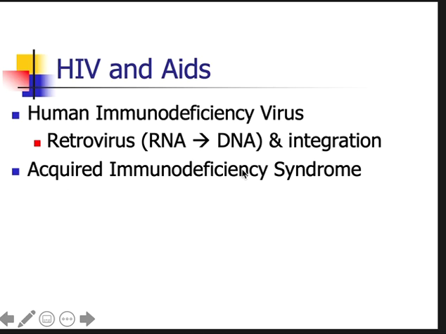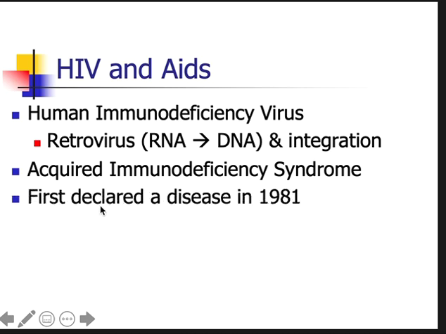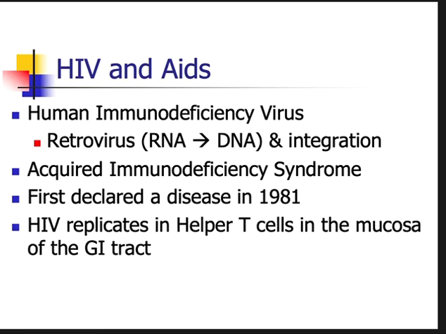Acquired immunodeficiency syndrome is AIDS. Acquired immunodeficiency syndrome. And again, this takes time. We first declared this disease in 1981. HIV replicates in helper T cells, which are CD4, and this is primarily in the mucosa of the GI tract.